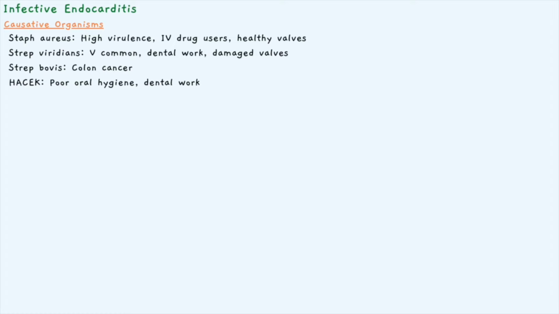Finally are the HACEK organisms. So Haemophilus, Aggregatibacter, Cardiobacterium, Eikenella, and Kingella, which are all bacteria located in the mouth, in the oral cavity, and hence are associated with patients who have poor oral hygiene or have had recent dental work.